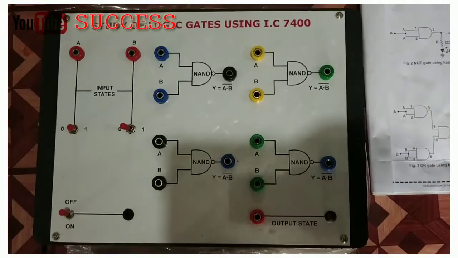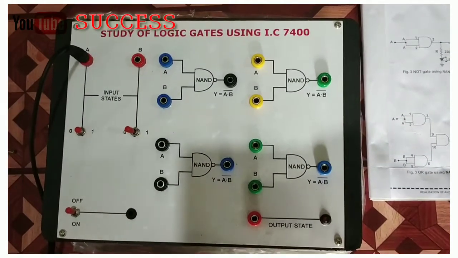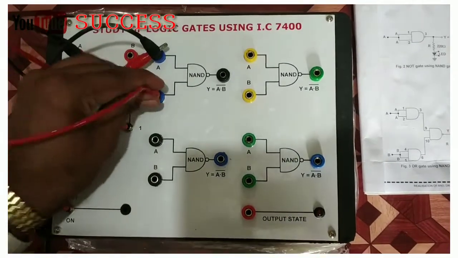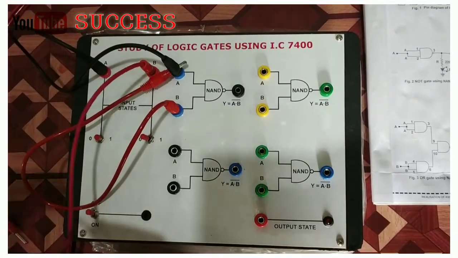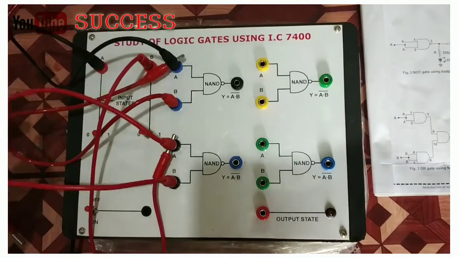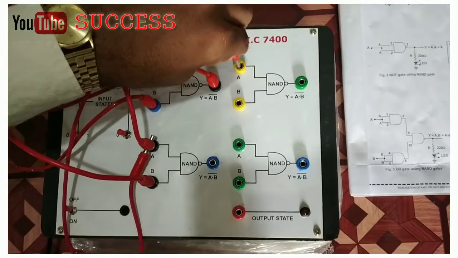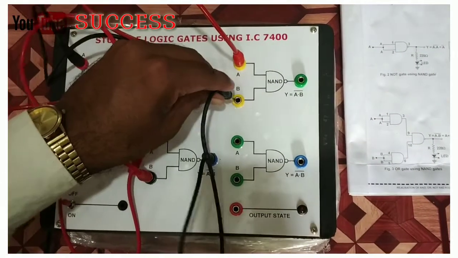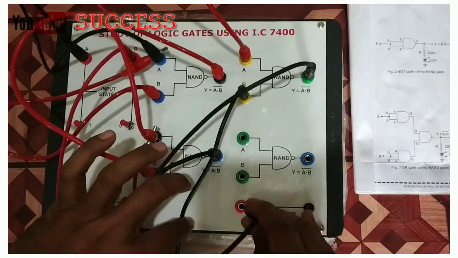Now you have to verify the truth table for the OR gate using the NAND gates. Connect input A to a NAND gate input, and connect that NAND gate input to its other input. Similarly, input B is connected to another NAND gate, with both of its inputs tied together. Next, connect the output of the first NAND gate to the input of the final NAND gate, connect the output of the second NAND gate to its other input, and finally connect the output of this NAND gate to the output socket.